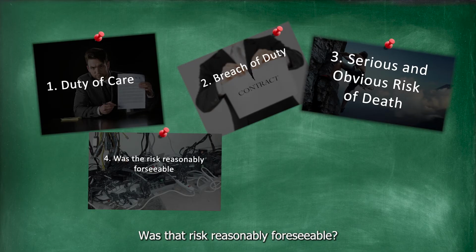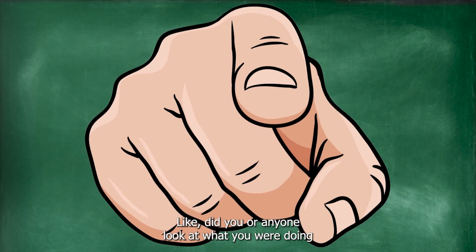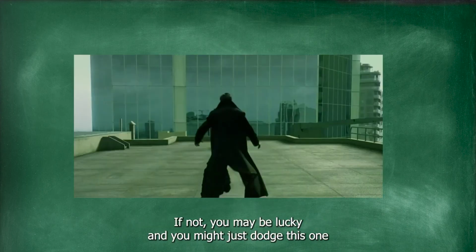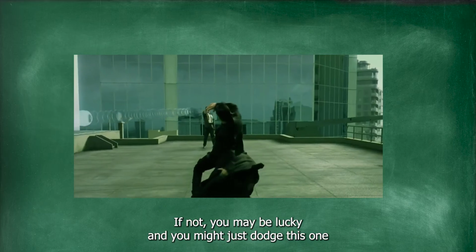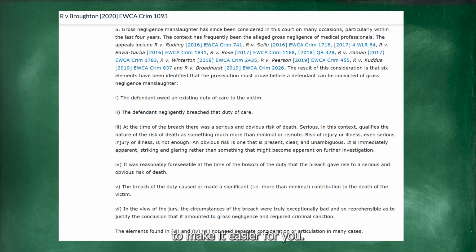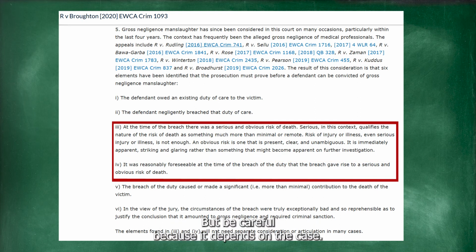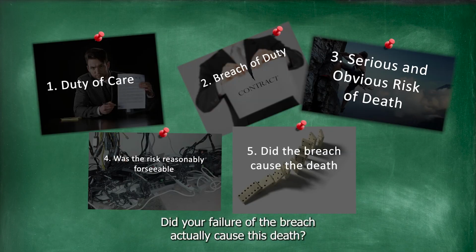4, was that risk reasonably foreseeable? Like, did you or anyone look at what you were doing and think, this might actually end up killing someone? If not, you may be lucky and you might just dodge this one. To make it easier for you, steps 3 and 4 are often looked at together, but be careful because it depends on the case.